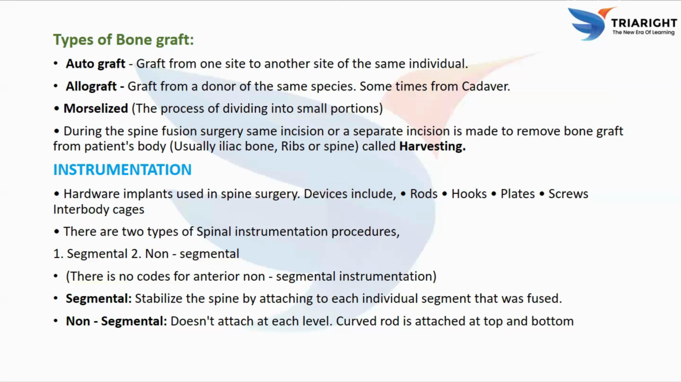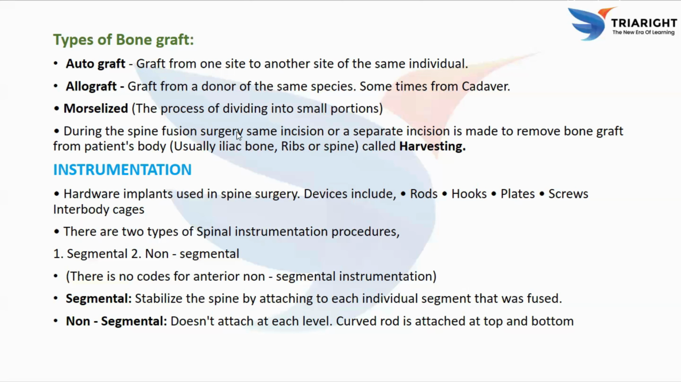And the third type of bone graft is morcellized bone graft. In this, bone has been cut or crushed into small pieces. So why is it used? It increases the surface area, it promotes faster bone healing, and it is common in posterolateral fusion. This can be autograft or allograft.